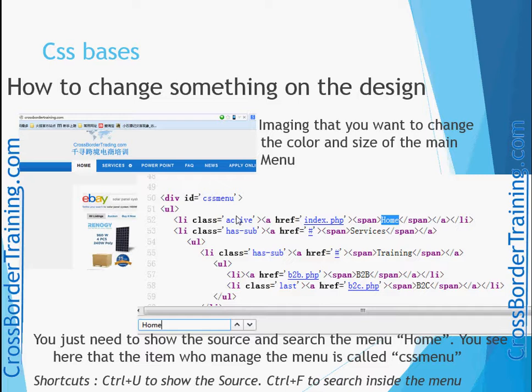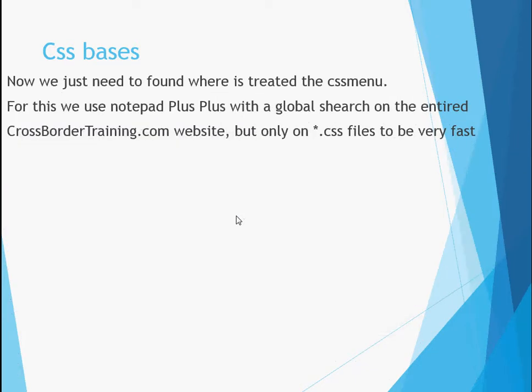Here you can see that the menu is called CSS menu. Home is the class active of the CSS menu. So if you want to change the color of the menu, you need to go on CSS menu. Now we'll check inside the website where the CSS menu could be.